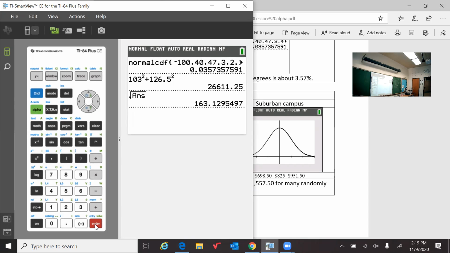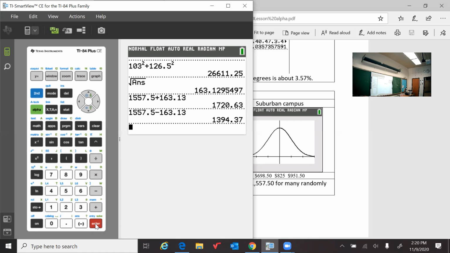It means for this picture, we got 1,557.50 as the sum of the two means of the tuitions. And we're adding 163.13, and we're subtracting it to get the values that would be here. So one step to the left would be $1,394. One step to the right would be $1,721.